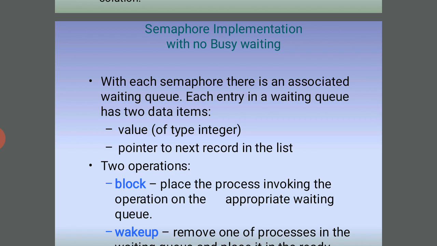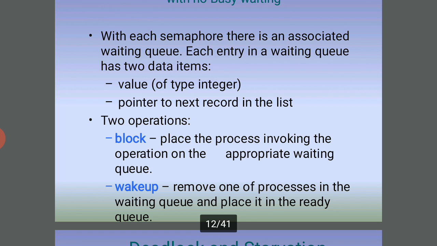So the semaphore implementation with no busy waiting. With each semaphore there is an associated waiting queue, and each entry in the waiting queue has two data items: a value of type integer and a pointer to the next record in the list. There are two operations: block places the process invoking the operation on the appropriate waiting queue, and wakeup removes one of the processes in the waiting queue and places it in the ready queue.